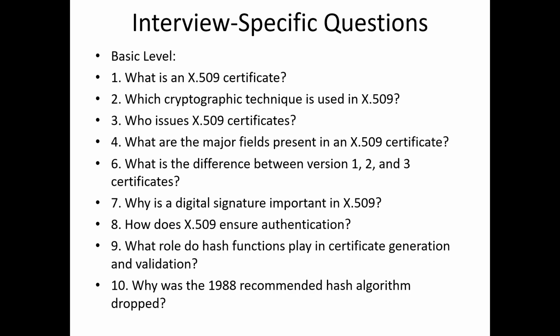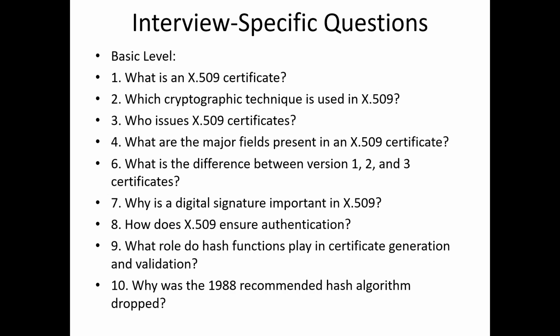And what is the difference between versions 1, 2 and 3? In version 1, only basic fields are present. Version 2 adds unique identifiers for the issuer and the subject, so compared to version 1, version 2 has more features. And version 3 adds extension fields for enhanced functionality like certificate policies and key usage restrictions. Compared to both earlier versions, version 3 has more features, security and authentication.